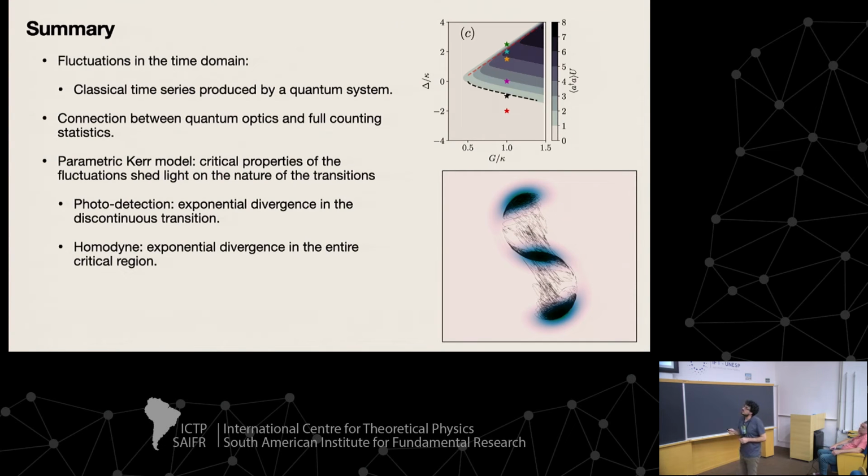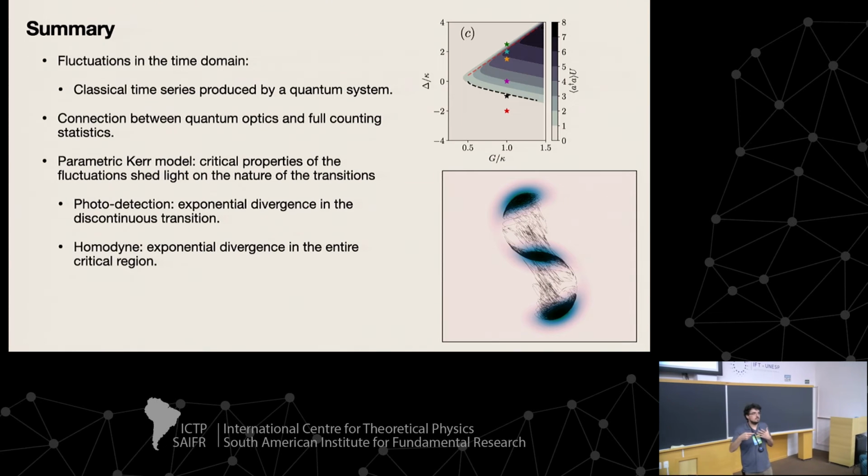OK, so this is kind of the summary of the talk. Essentially, this is one of the problems that I'm quite interested in at the moment, these correlations in a classical time series and relating them to continuously measured quantum systems. And in particular here, I focused on the Kerr model and on two detection schemes, the photo detection and homodyne detection. For photo detection, you get an exponential divergence at the discontinuous transition line, and this is explained by other results in first-order phase transitions. For the homodyne detection, you get an exponential divergence in the entire critical region, and this is still an open question.